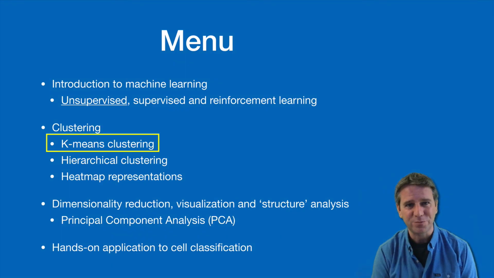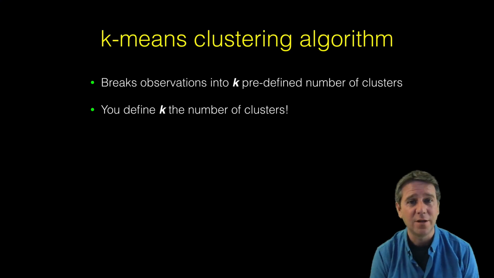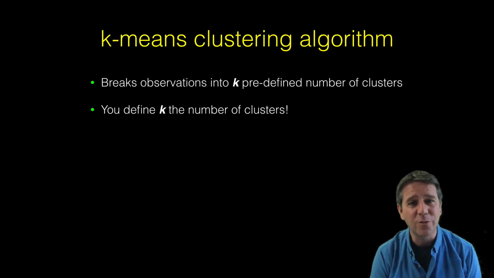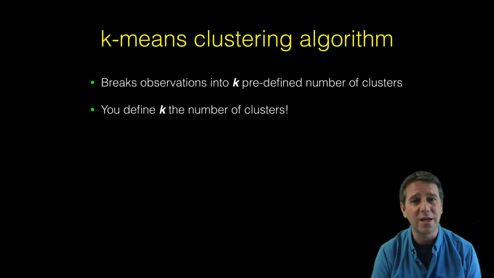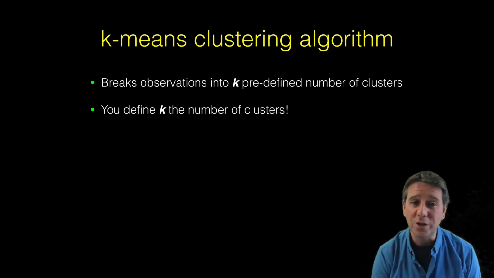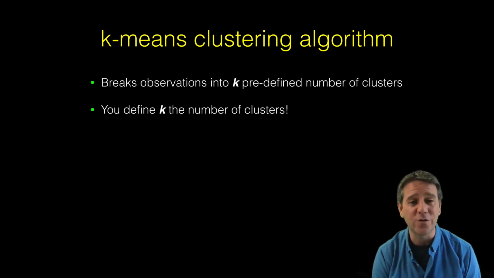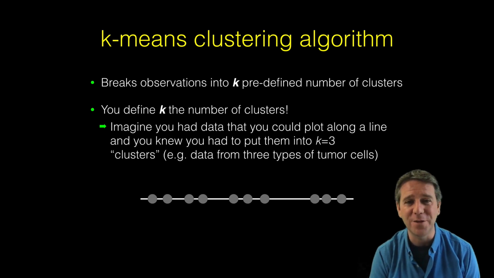So first up, we're going to delve into Kmeans clustering. The Kmeans algorithm breaks our data into k predefined numbers of groups or clusters. Now, with Kmeans, you have to define k at the outset. You have to tell it the number of clusters you want, and you'll see that this can be a limiting factor in this approach that we'll come back to in a little bit.